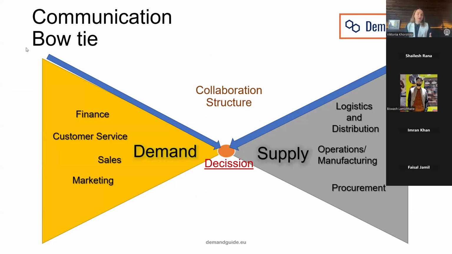In demand, you have collaboration with departments like finance, customer, sales, marketing. In supply chain, you have communication with logistics, distribution, operation, manufacturing, and procurement. They are gathering information and meeting each other, and that's the place where we can have a discussion to make decisions. So we are doing it to make a data-based, thoughtful decision. This is all about that.